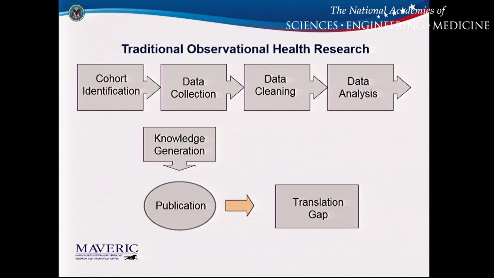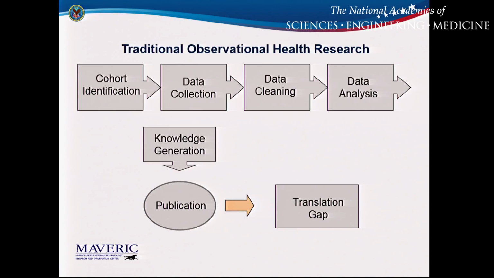So this is traditional observational health research. You find the cohort. This is using EHR data, either aggregated at a corporate data warehouse level or in one facility. Collect the data, clean it, analyze it, generate knowledge, publish it, and then wait for something to happen. T2 translation, you have 10 to 15 years. You can accelerate that by putting in a step where that translation should happen called decision support. I'll get to that in a minute.